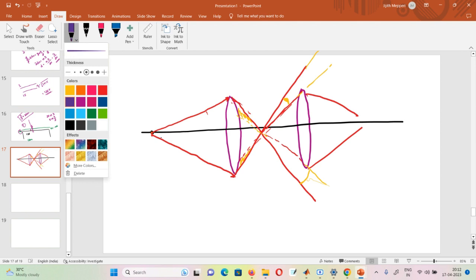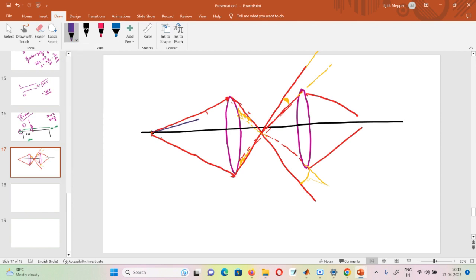So only the light which is passing up to this completely passes through the system. Even though the lens is controlling this much light, this light is not at all used. This light is also not used because it's not at all passing through the system.